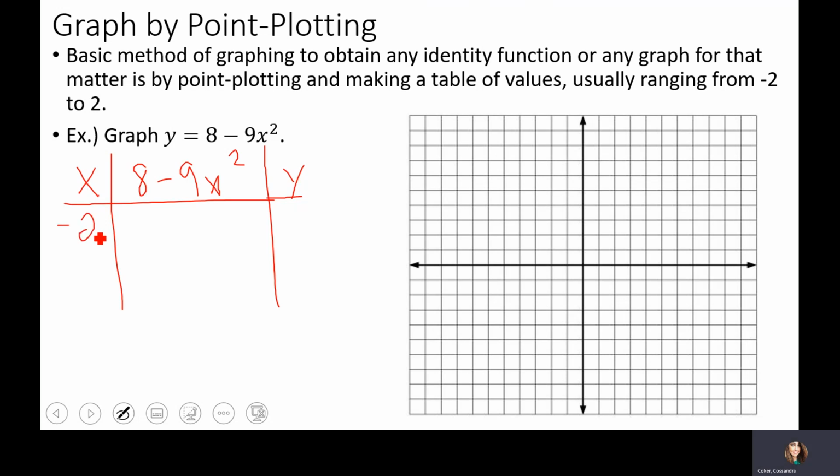And let's plug in -2, -1, 0, 1, and 2 for x. 8 minus 9 times -2 squared. So of course, recall order of operations. -2 squared is 4. 4 times -9 is -36. And then plus 8. So that's going to give you -28.